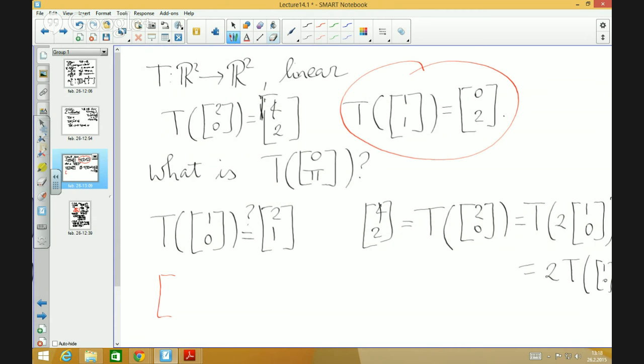Let's see. (0,2) is equal to T of (1,1). And now I know what T of (1,0) is, and I would like to use this piece of evidence. So can I write (1,1) in a way that uses (1,0) and (0,1)? Well, we did it before, didn't we? (1,1) is nothing but (1,0) plus (0,1). So let's do that.